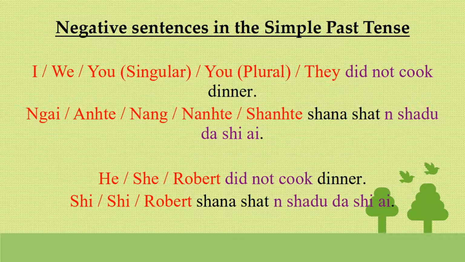This slide is the negative sentences in the simple past tense. To conjugate a negative sentence in English for simple past tense, you have to use the auxiliary verb or helping verb did not. Negative sentence, did not cook. In Kachin Jinghpaw, the negative sentence conjugations will be in shadu da shi I. I will repeat again. In shadu da shi I.